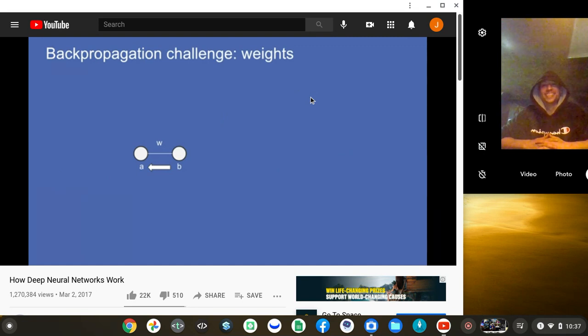Now, in the neural network that we've created, there are several types of backpropagation we have to do. There's several operations we have to do.